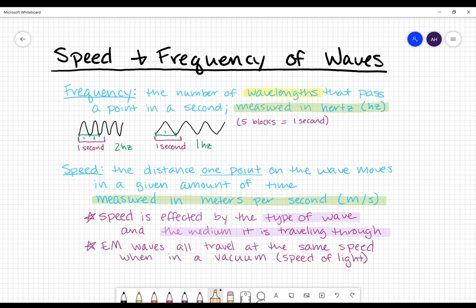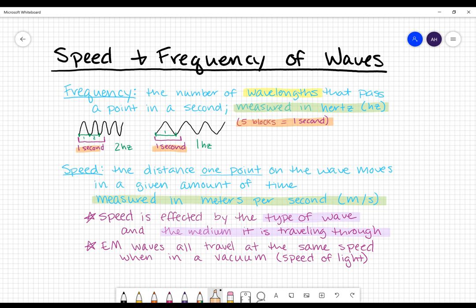So we're going to look at these diagrams next. And the first thing I want you to notice is right here that 5 blocks on this page represent 1 second. So I have already marked off 1 second underneath each wave so that we know what 1 second looks like. We're treating it kind of like a timeline. If you've ever had a timeline in history, you know that each chunk represents a specific amount of time.